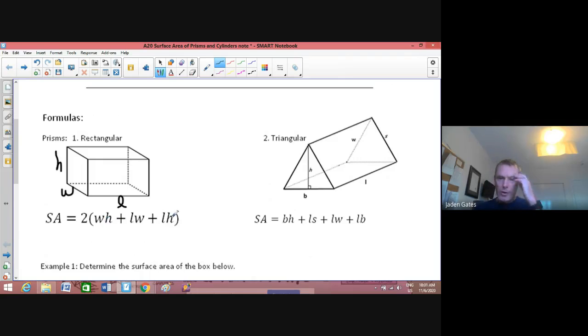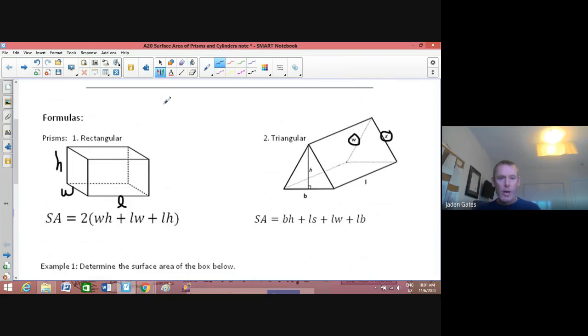We need those three variables, but the formula is a little more involved, and we're always following Bedmas. Then we have our triangular prism, where we have our base, our height going straight up, and our length. And then I have these two variables here, S and W, which are just the lengths of the sides of the triangular prism. So that's something to look out for.